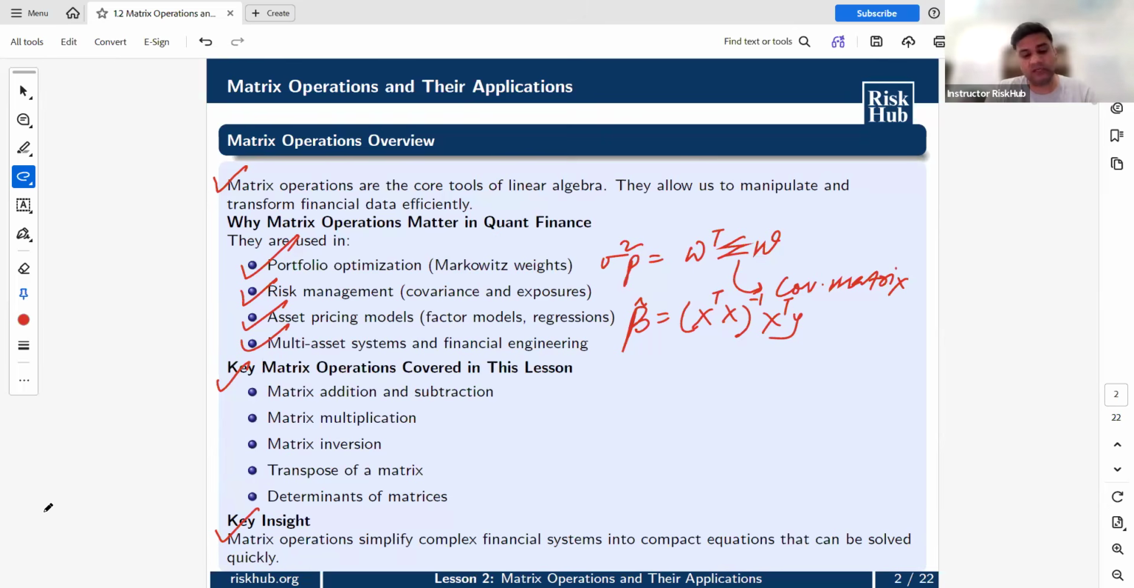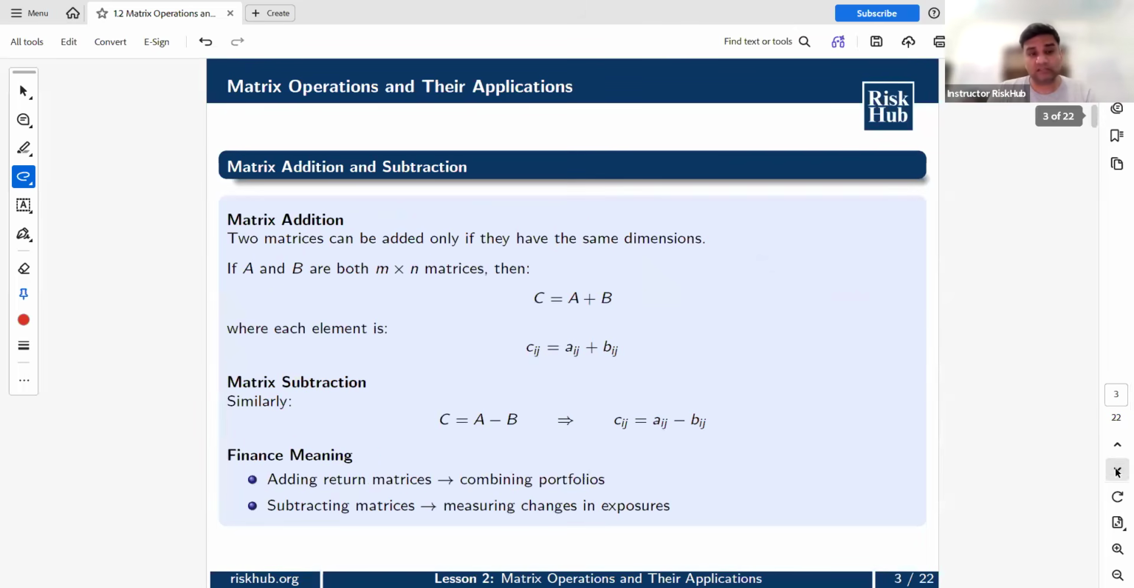A quant's job is often to convert your messy reality into your structured matrices. Then let mathematics solve the system. That is exactly what an AI model, a trading system, an optimization framework, the risk engine, everything which we have done internally, right? So with this understanding, we move to the next slide. Next slide is about the first operation, which is matrix addition and subtraction, right?